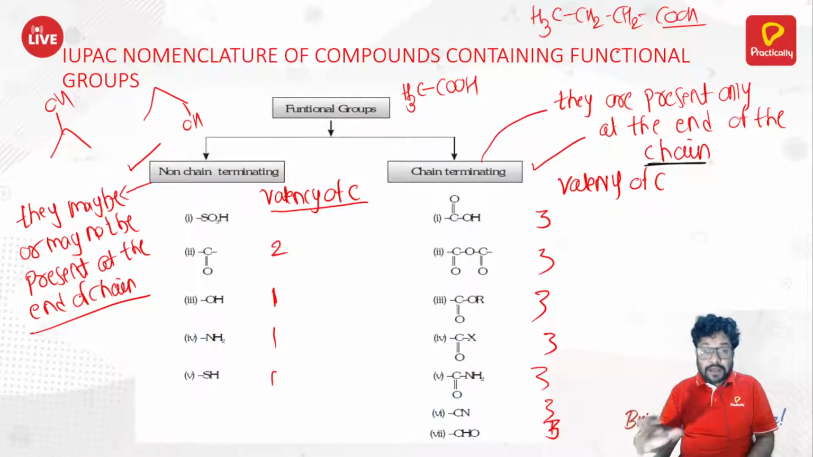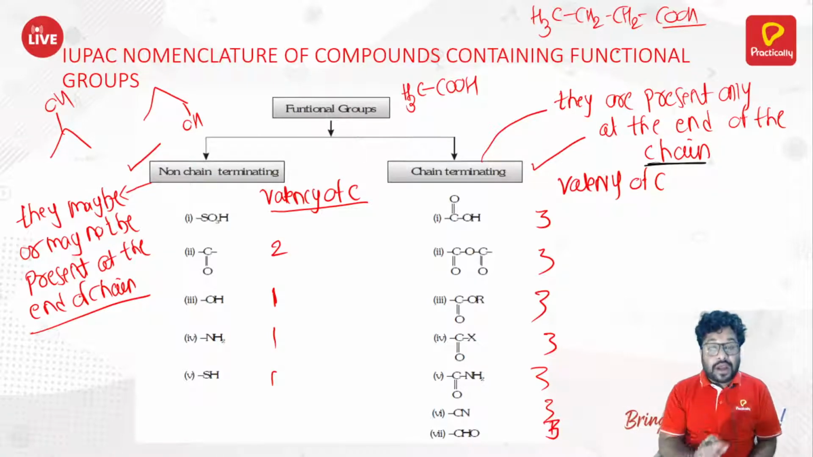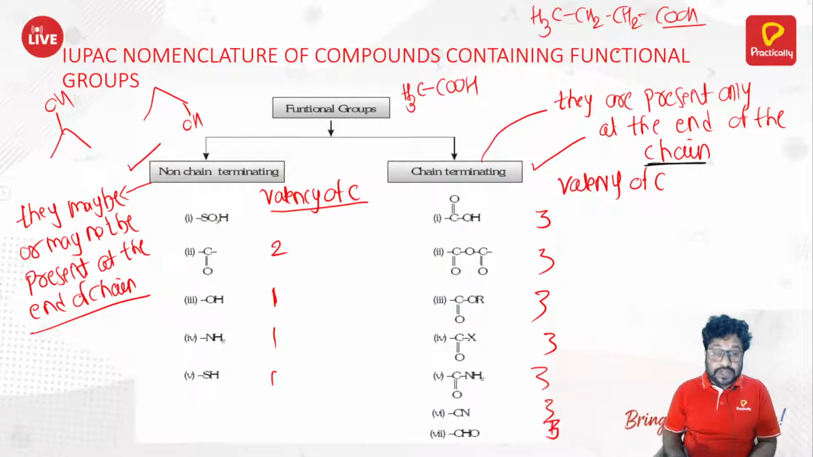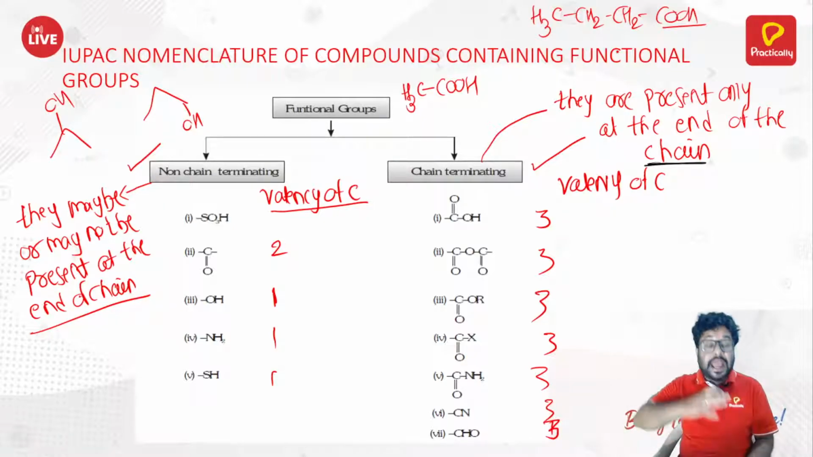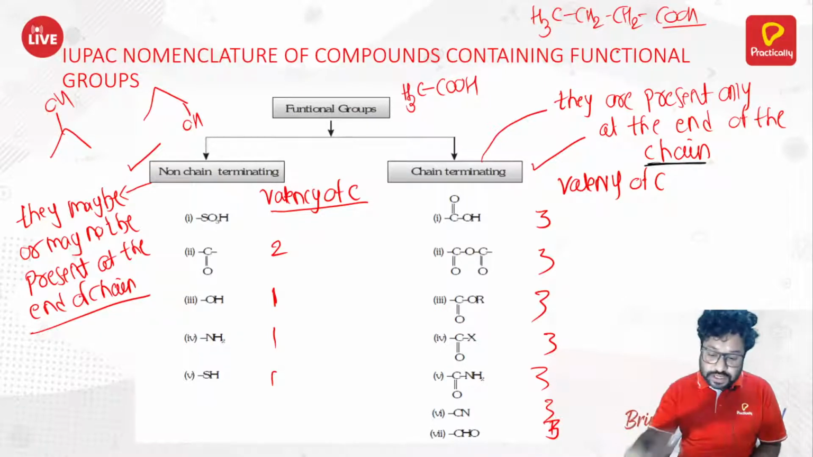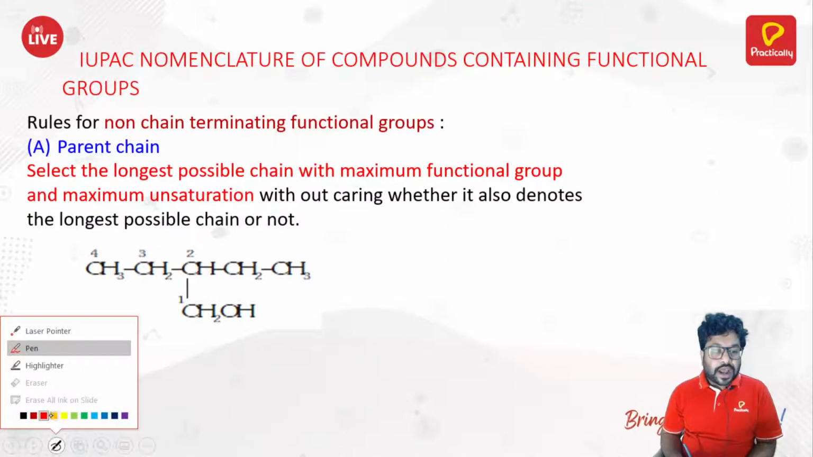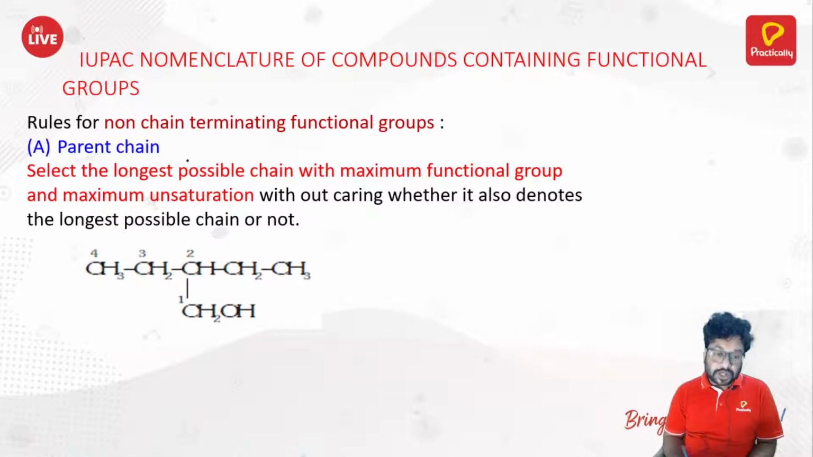And that is why we have a different set of IUPAC rules for non-chain terminating and chain terminating. Okay, so let's move on and see what some of those rules are. The very first rules are for the non-chain terminating functional group. Now, what are those rules?